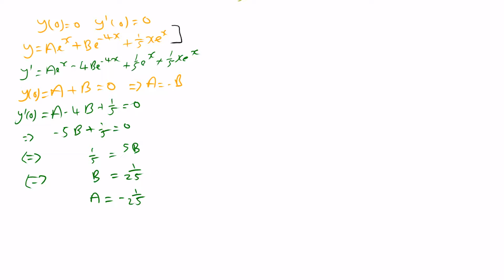So we're going to use this and just substitute in what A and B are. So y equals 1/25 e to the negative 4x minus 1/25 e to the x plus 1/5 x e to the x. And that is the solution of the differential equation using the initial values.